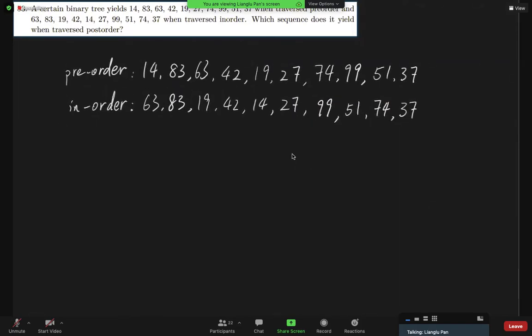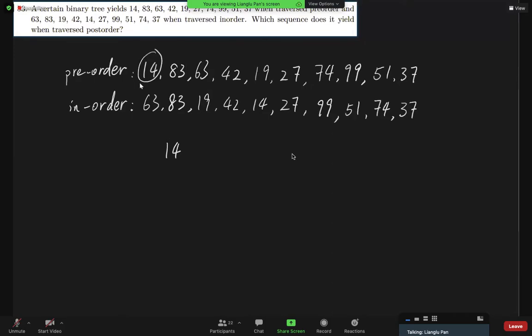Right, let's try to work out this together. As we just mentioned, if we look at the pre-order traversal sequence, we can immediately tell which is the root node. I think this case is very clear that 14 has to be the root node of the entire tree. So I have 14 written here as the root node.